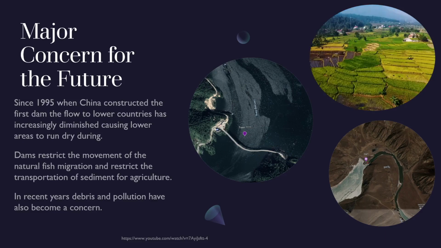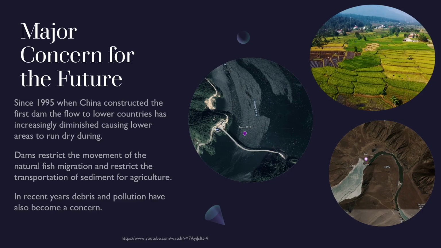Right. So again, it's not always a guarantee, and because of the amount of dams that are on this river, we come into the fact that there are major concerns for the future. Although the Mekong River can provide the amount of life that is needed for these countries and has over hundreds of years, you can see the rice fields here up at the top. We run into this situation where we have this major amount of water and only small amounts are going back down through. So since 1995, when China constructed their first dam, the flow to the lower countries has increasingly diminished and caused lower areas to run dry.